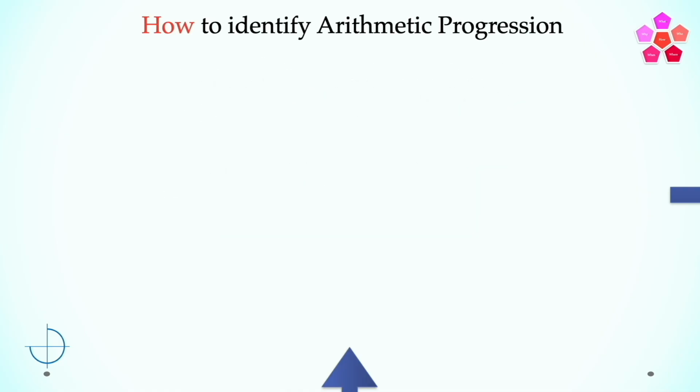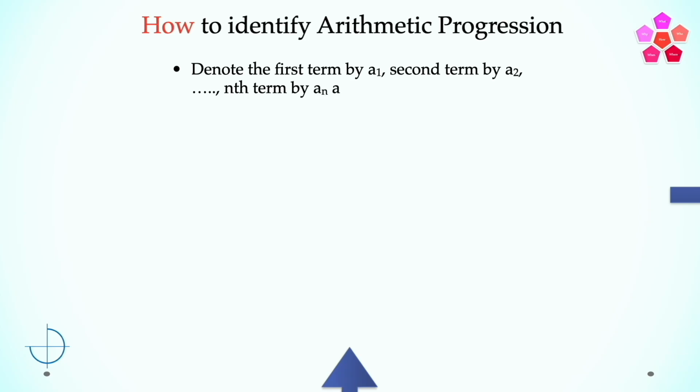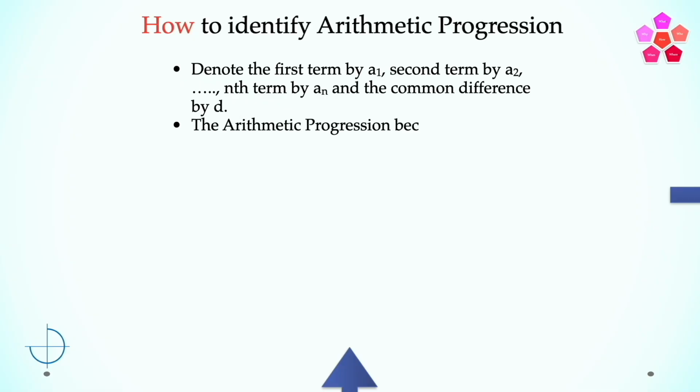Let's understand how to identify arithmetic progression in a simpler way. Let's denote the first term by A1, second term by A2, and so on. The nth term can be expressed as An and the common difference by D. The arithmetic progression becomes A1, A2, A3 till An. So A2 minus A1 is equal to A3 minus A2 is equal to A4 minus A3 and so on till An minus A(n-1), which is equal to D, in order for a list of numbers to exhibit arithmetic progression.